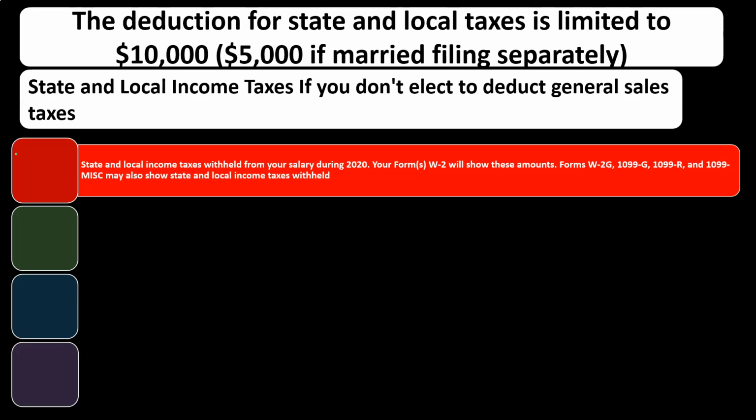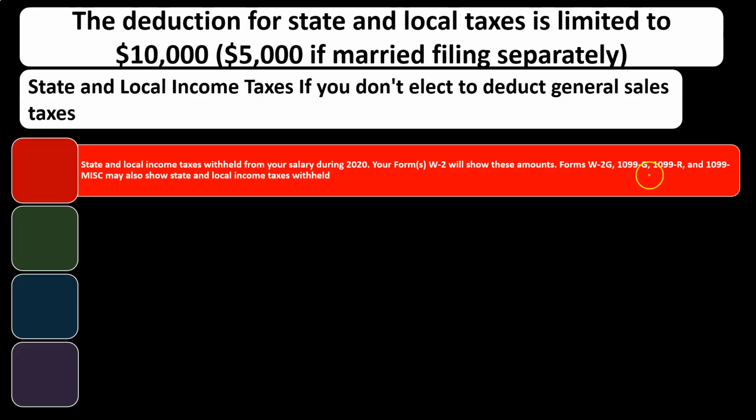Your Form W-2 will show these amounts. Forms W-2G, 1099-G, 1099-R, and 1099-MISC may also show state and local income taxes withheld. So you might have a W-2G, which is gambling winnings, and that means you may have requested, or they may have been required, to take some of your gambling winnings and pay it to the state. And that means, again, they would report that and you would have already paid it, and that potentially could be something deductible for the Schedule A.